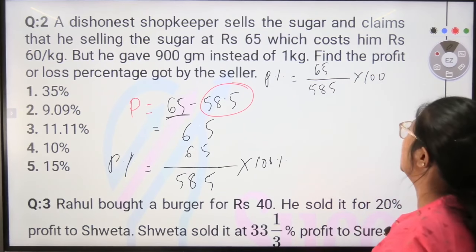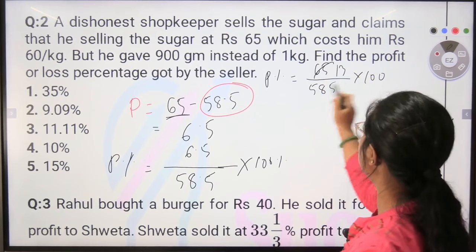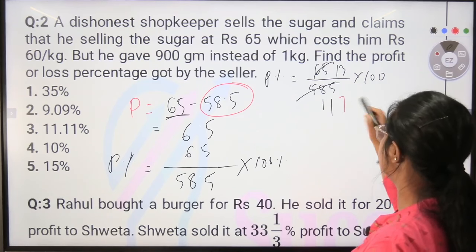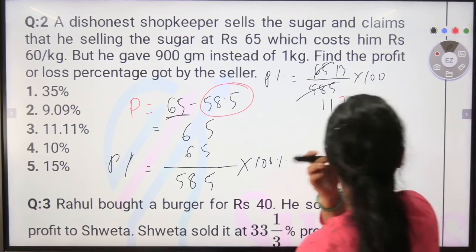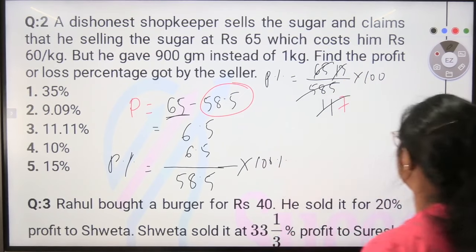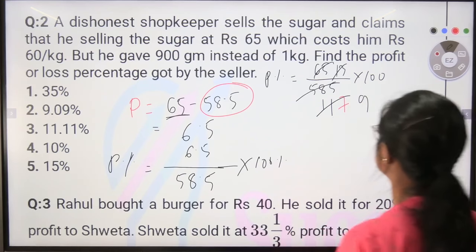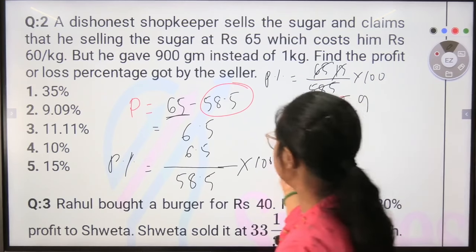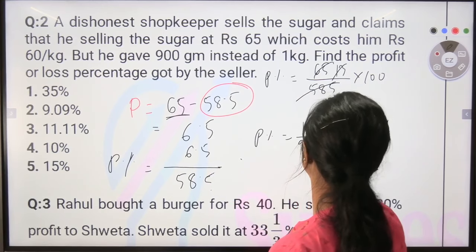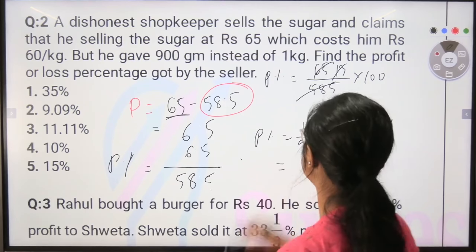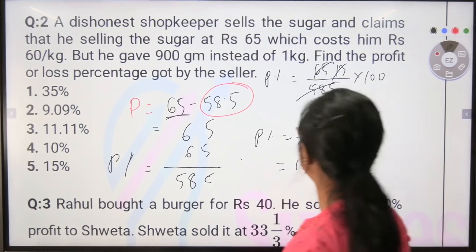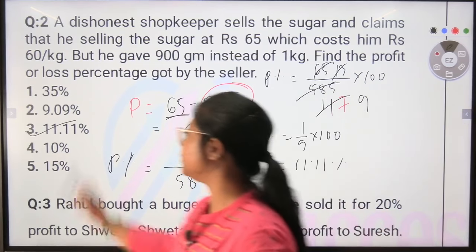So 5 times 13 is 65, and 13 nines are 117. So from here I am getting profit percentage as 1 by 9 into 100%. So 1 by 9 into 100 is what? 11.11%. Okay, so 1 by 9 into 100 will give you 11.11%.